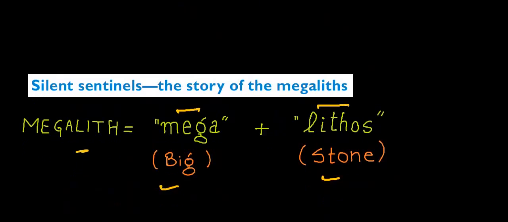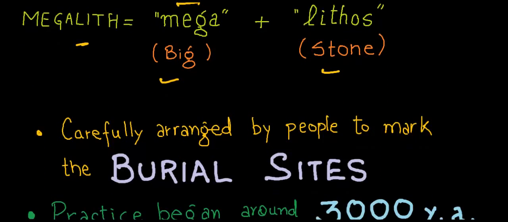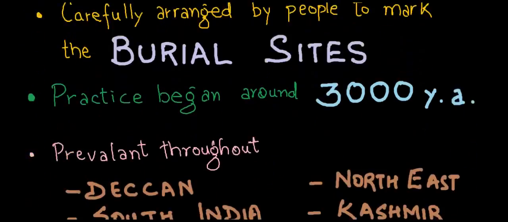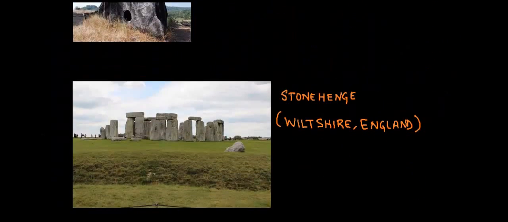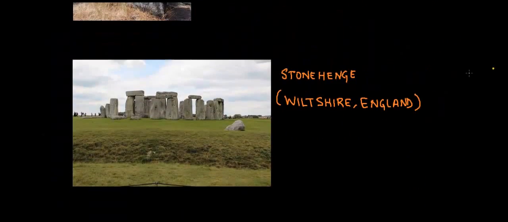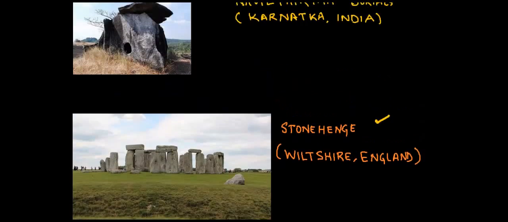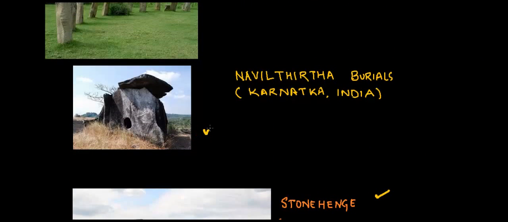Actually, in the excavations, historians have found that these are kind of burial sites where they have found several big stone structures. For example, this area is Stonehenge in Wiltshire, England, or similarly we have this kind of structure. Here again we have massive stones. It is a site which has been found in Navel Tirtha, a burial site in Karnataka, India.